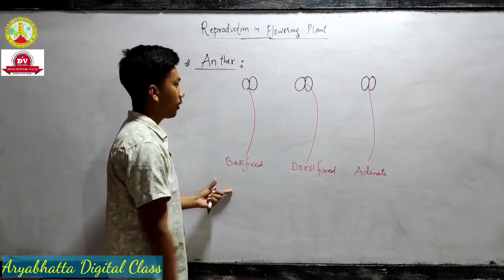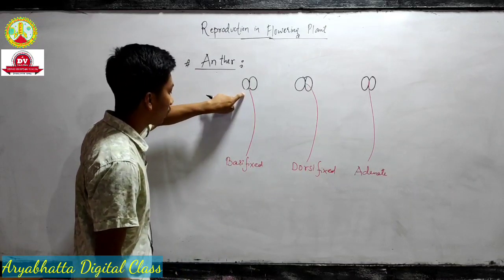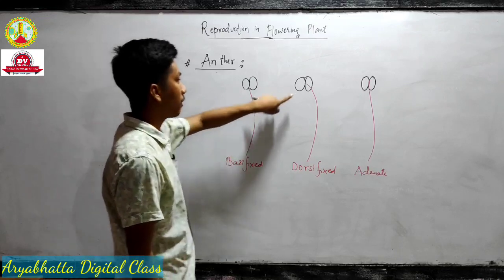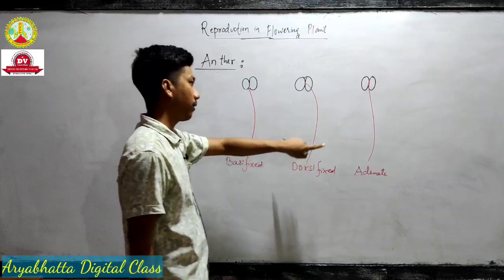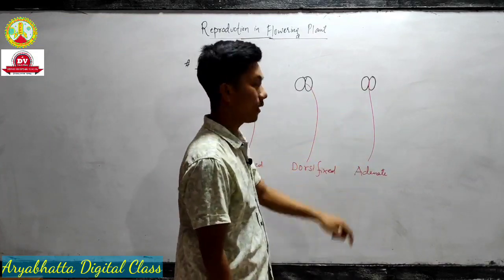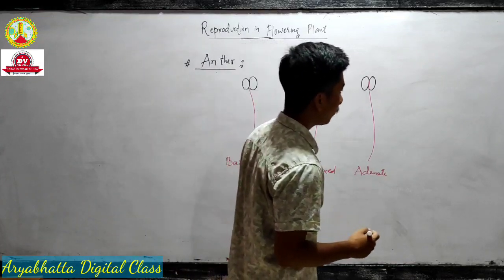When you write all those names, write one point for each. Give a definition. See your diagram and write it by yourself. If the filament connects at the basal part of the anther, we call it basifix. If the filament connects at the dorsal part, we call it dorsifix. If the filament connects all over the surface of the anther, we call it an adenate anther, right?